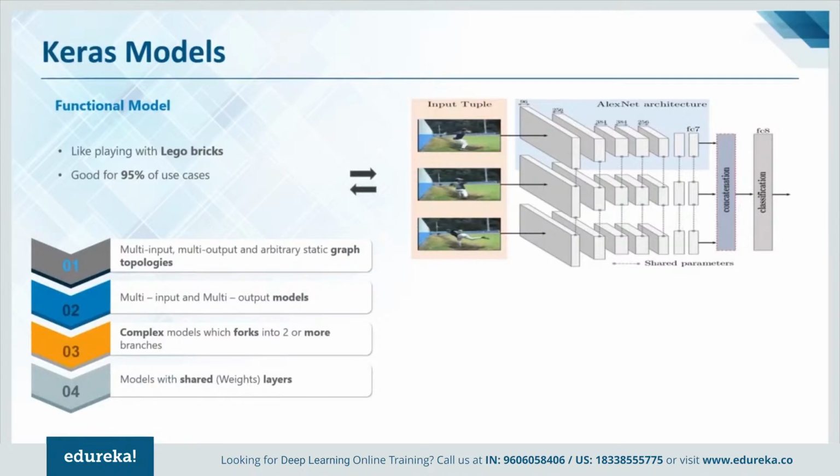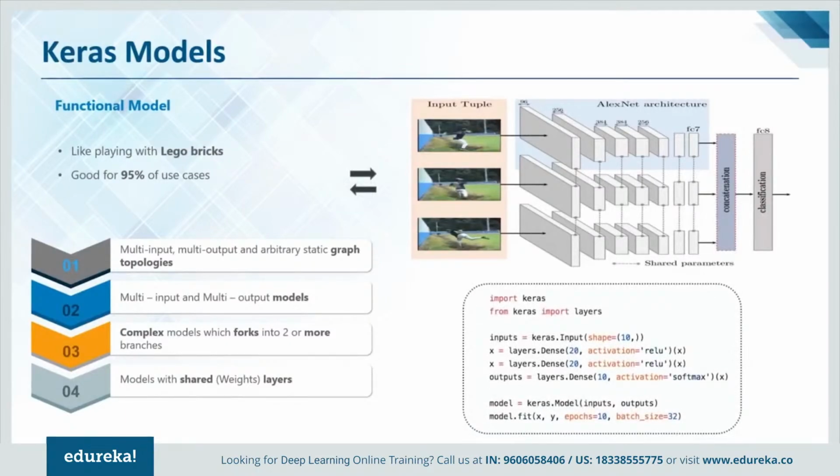I'm pretty sure most of us have played with Legos in our childhood. It's pretty much the same here as well. The highlights of the functional model is that it supports multi-input, multi-output, and an arbitrary static graph topology. We have branches, so whenever we have a complex model, the model is forked into two or more branches based on the requirement, guys. The code which we have here is pretty much similar to the previous one, but with subtle changes. We first import the models, we work on its architecture, and lastly, we train the network.